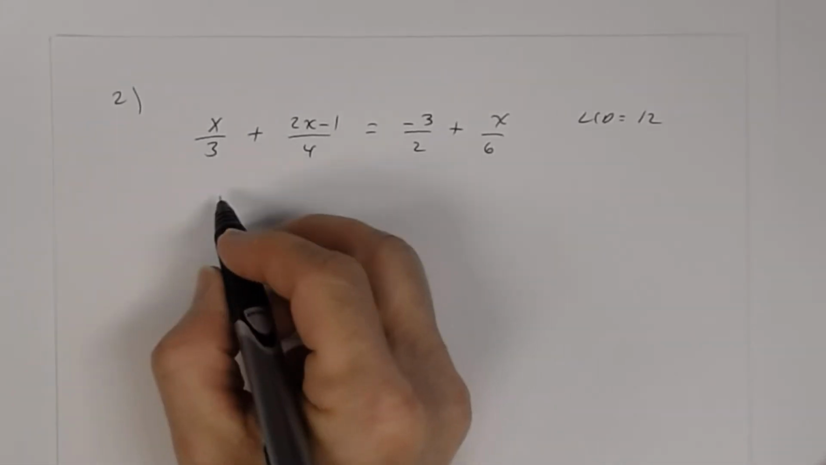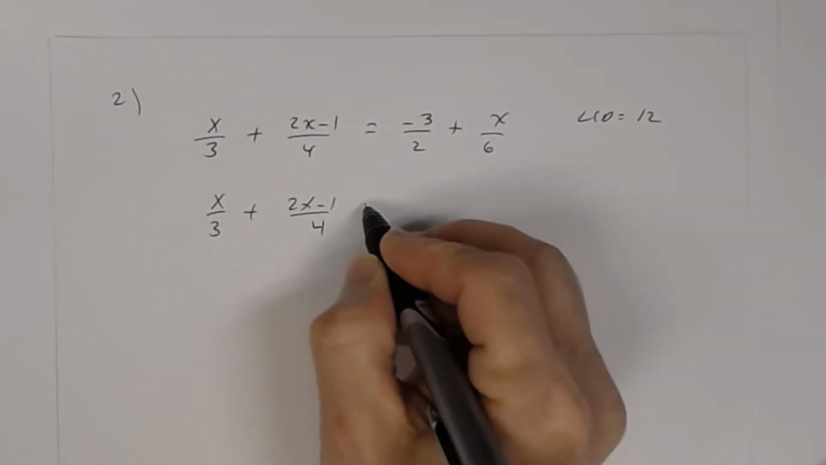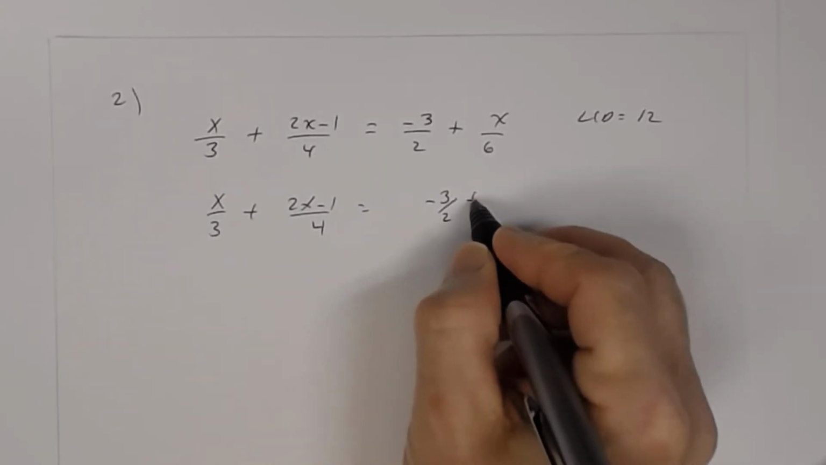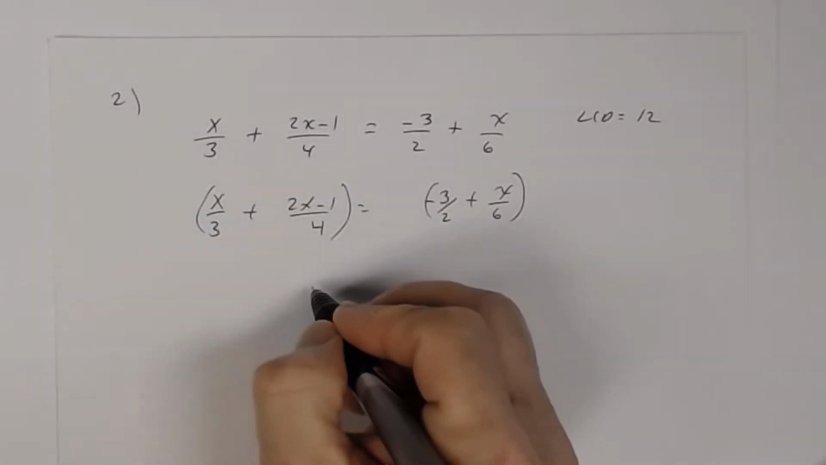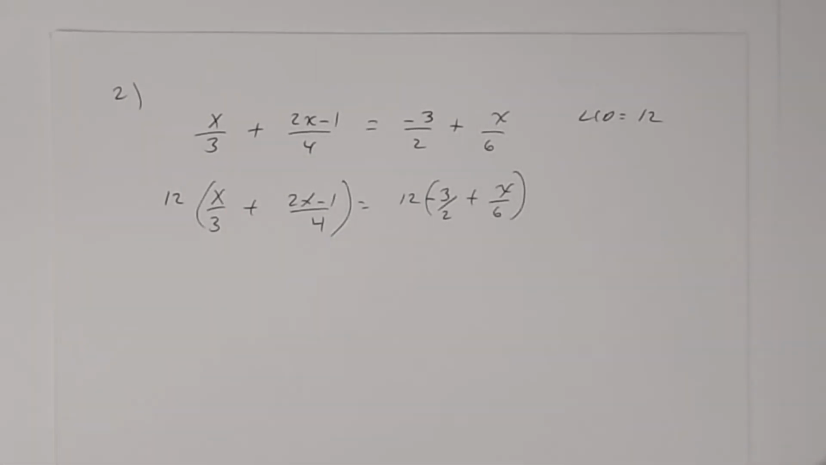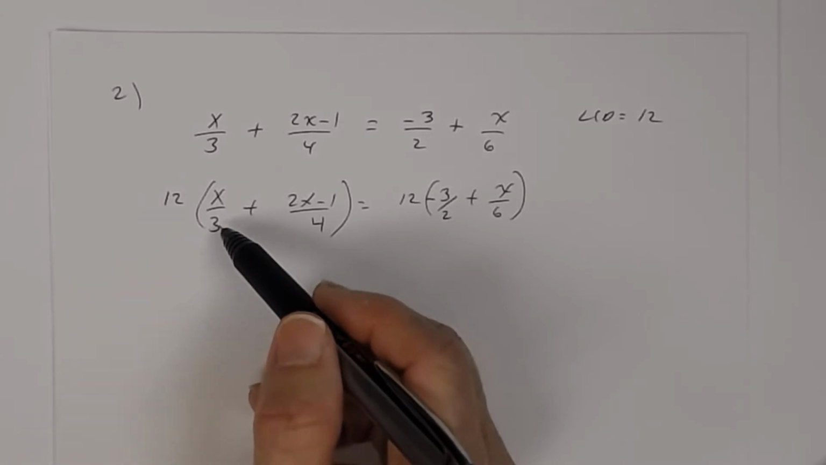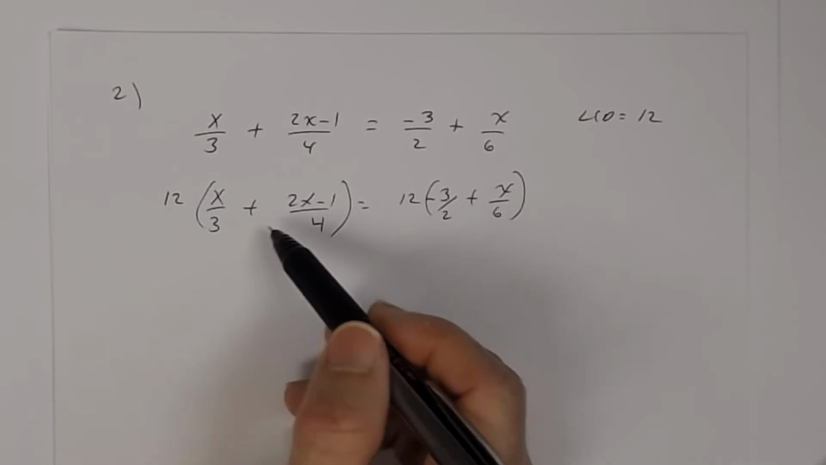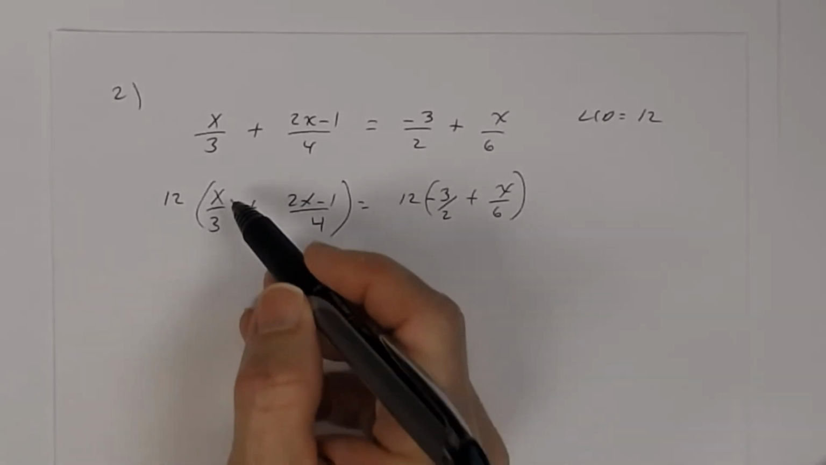So I'm going to go ahead and rewrite this over. So I have x over 3 plus 2x minus 1 divided by 4 equal, and on this side, I'm going to leave a little space here, negative 3/2 plus x divided by 6. And then we'll put this side in parentheses and this side in parentheses. And so I'm going to multiply both sides by 12. Multiplying both sides by the least common denominator will make sure that these denominators become factors of 1. And you'll see that in a little while.